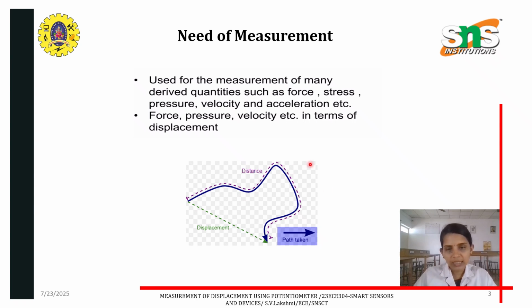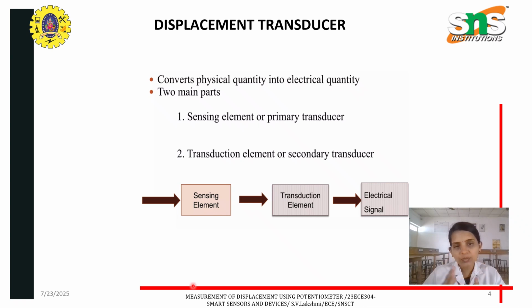So we could see it is the change in position from one point to the other point with respect to a reference point. That you call a displacement. And talking about the displacement transducer, what it actually does is convert one physical quantity into an electrical quantity. Here we could see that there are two parts. One is the sensing element and the other one is the transduction element. The sensing element is our primary transducer and the transduction element is our secondary transducer. Finally, the physical quantity is converted to an electrical signal.